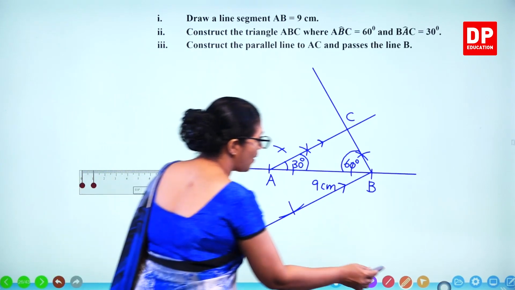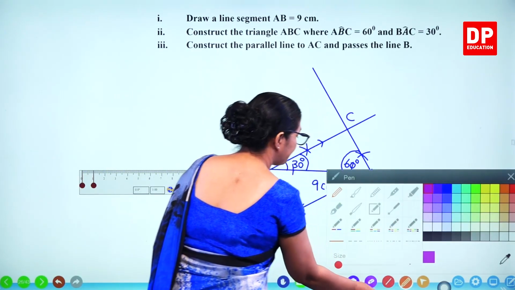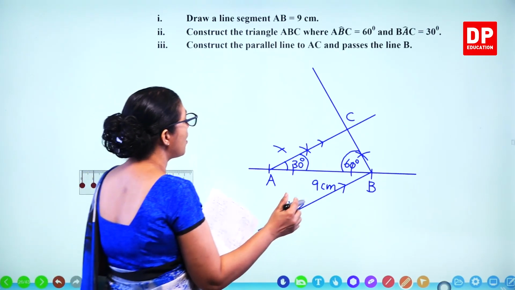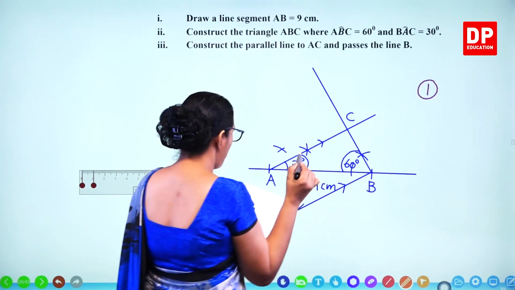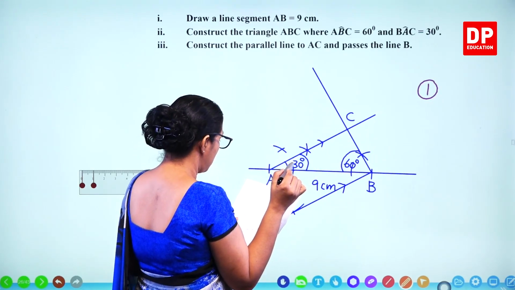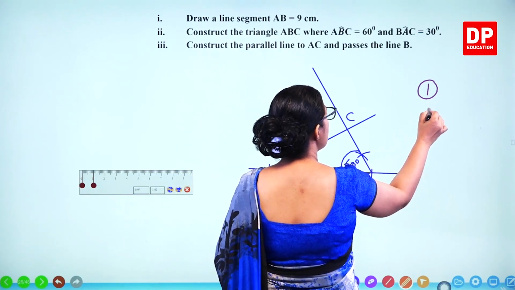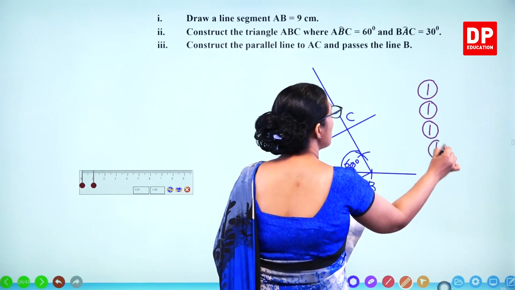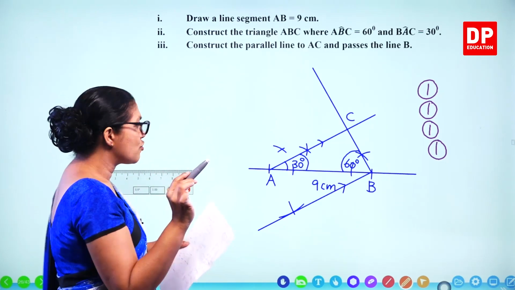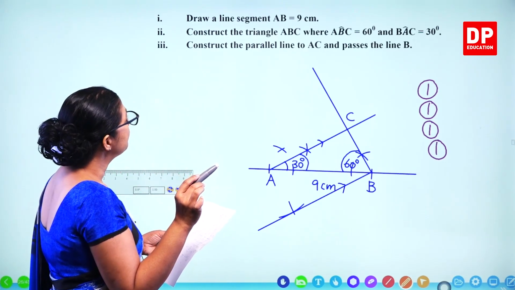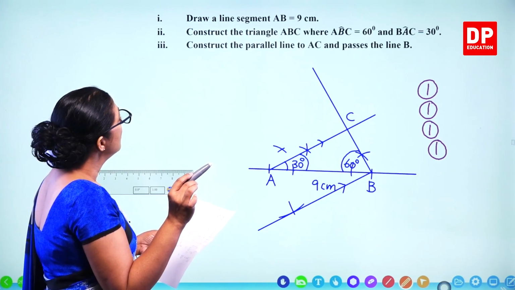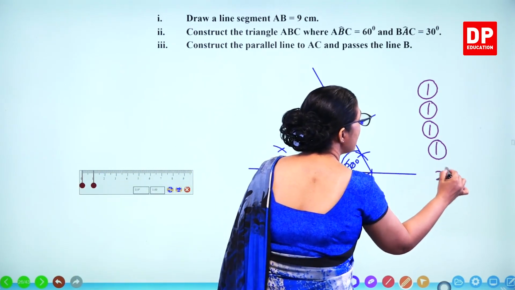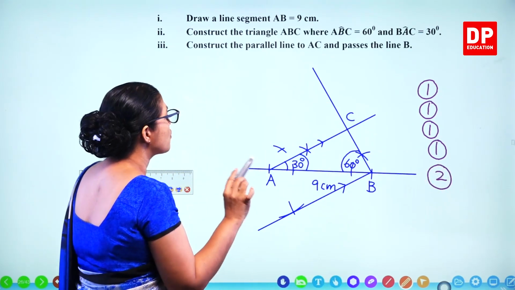So those are the 3 parts for this one. So we'll give marks. You are getting 1 mark for the AB line segment, and then 1 mark for the 60-degree angle, 1 mark for the 30-degree angle, and marking the C point, 1 mark. So 4 marks for creating the triangle. And then 2 marks for drawing the parallel line. 2, 3, 4, 5, 6 marks altogether here.